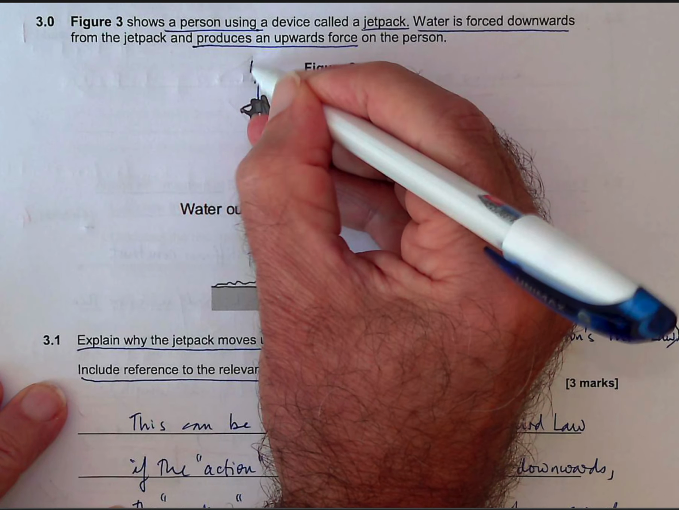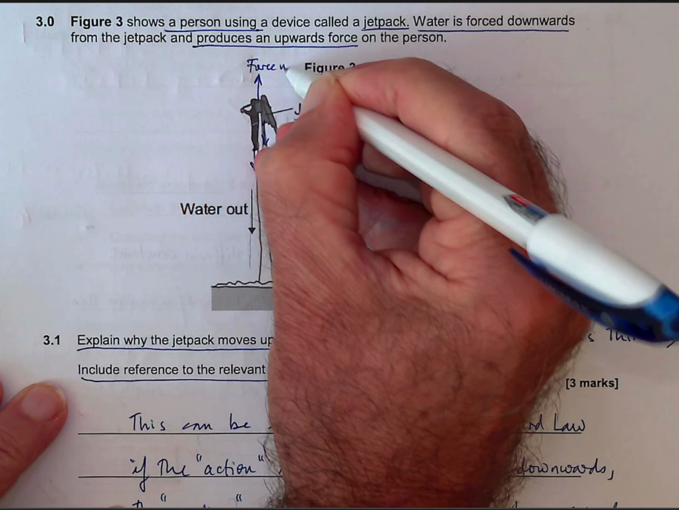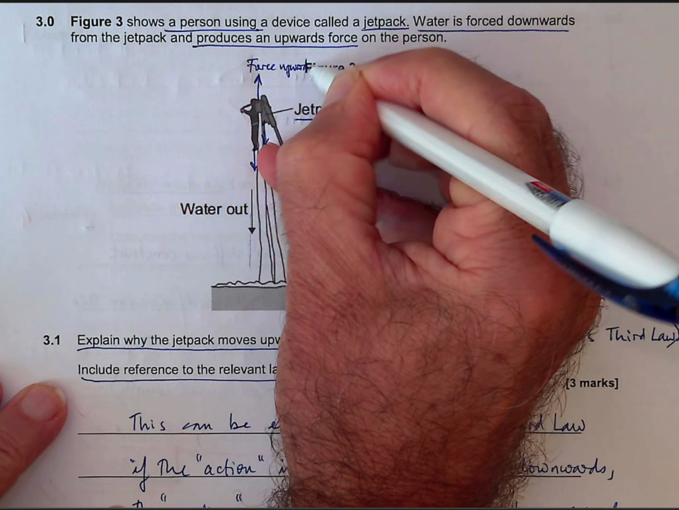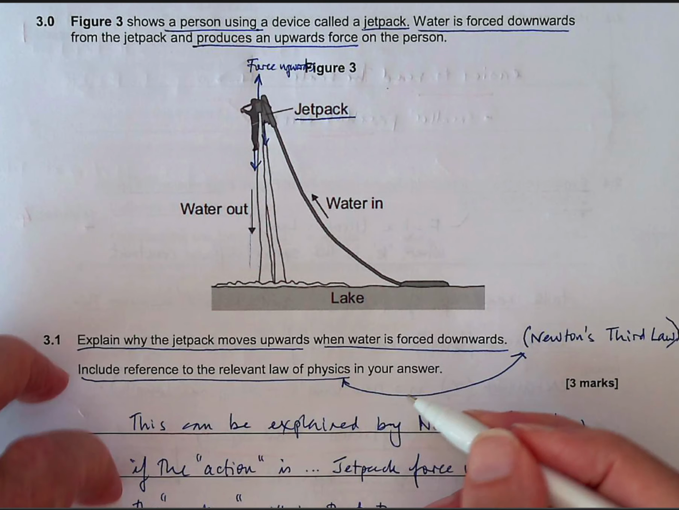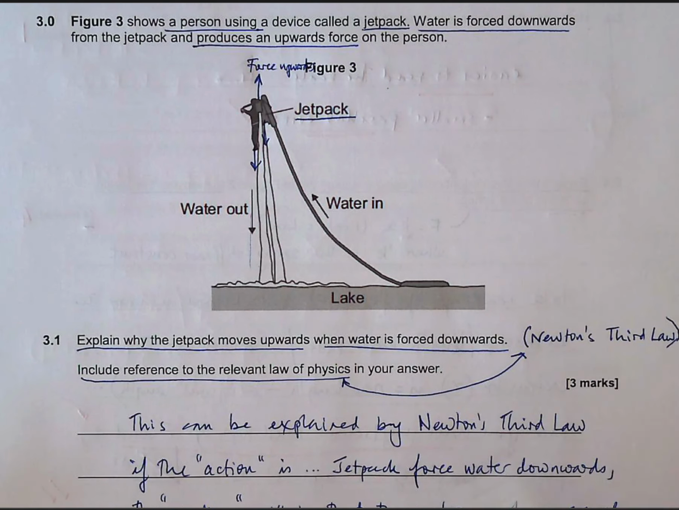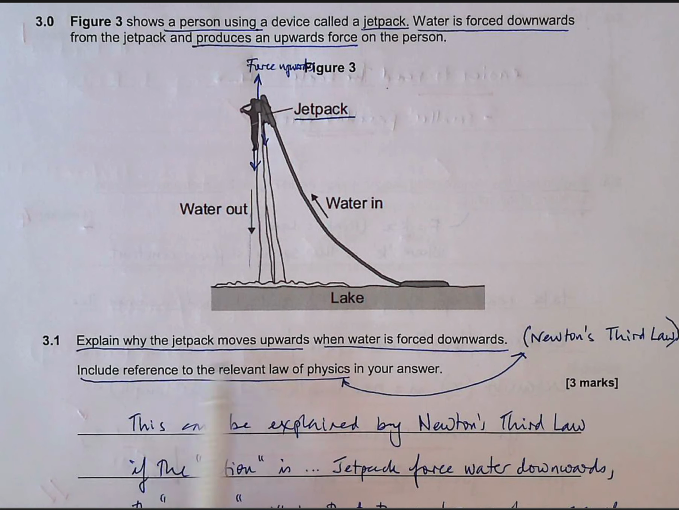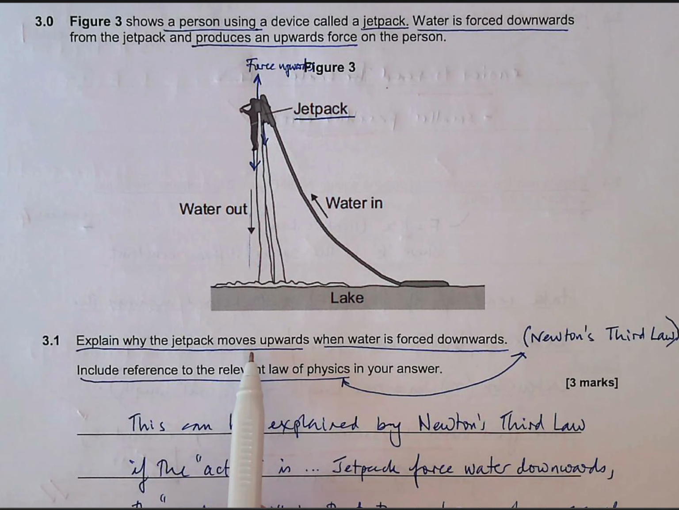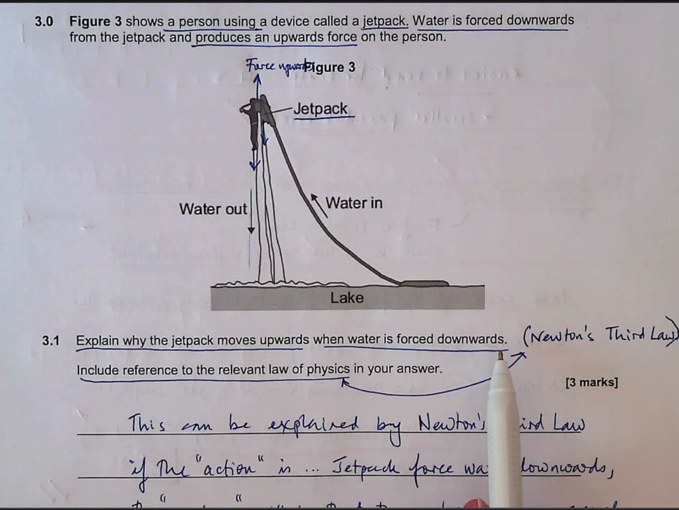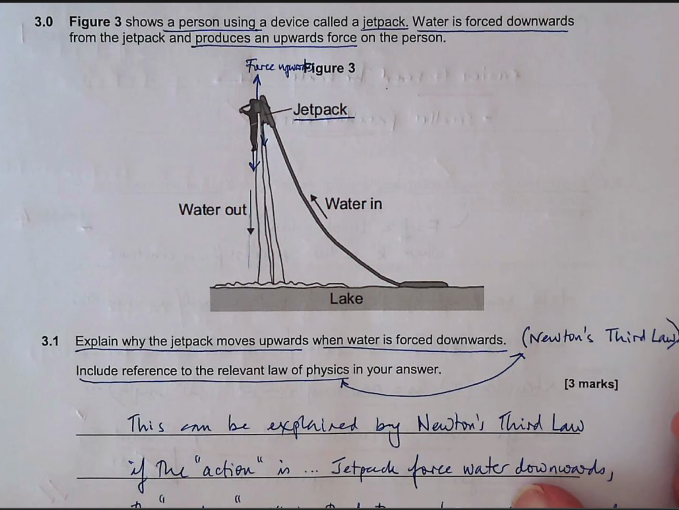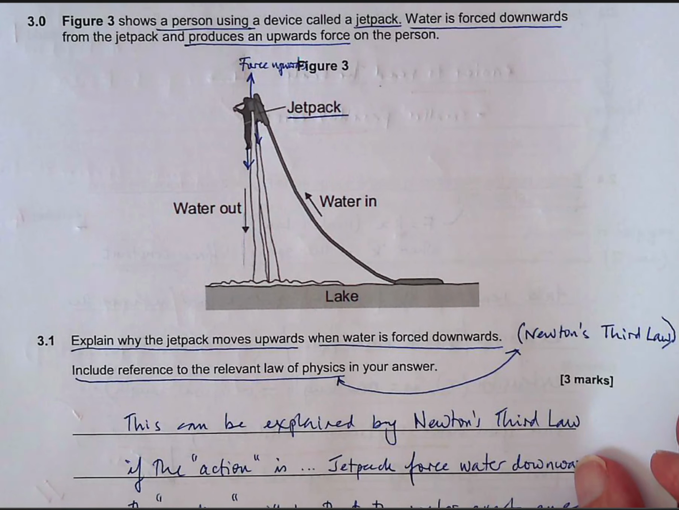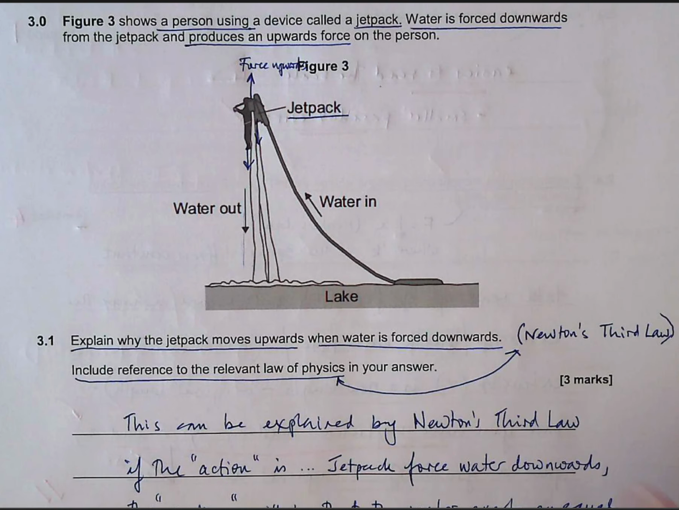Now, how are you going to put that into words? That force upwards comes from Newton's law. Which Newton's law is it? It says explain why the jetpack moves upwards. Yes, there was the jetpack and the person when the water is forced downwards. Well, that's Newton's third law. I've already put it in brackets. I always do that when I read questions to prepare myself mentally for what's coming.